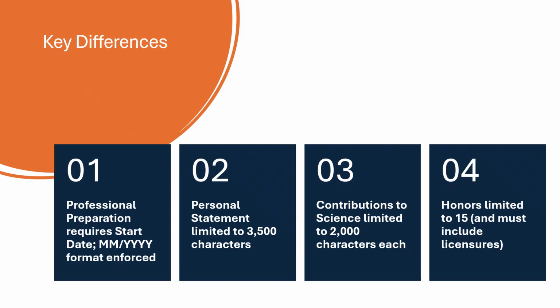The personal statement previously was unlimited as long as the overall biosketch was no longer than 5 pages. Now it is limited to 3,500 characters total, although the biosketch itself has no page limit. The contributions to science, which are going to be in the biosketch supplement, is limited to 2,000 characters, which again, we'll talk about a little bit later. And then also in that supplement is the honor section, which is now limited to only 15 entries, and that must include your licensures or board certifications if you have them.